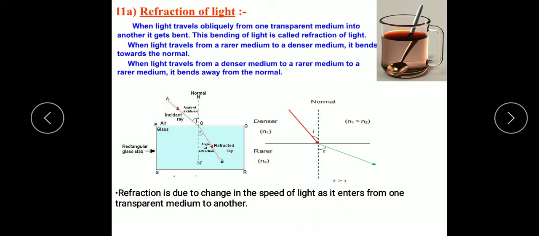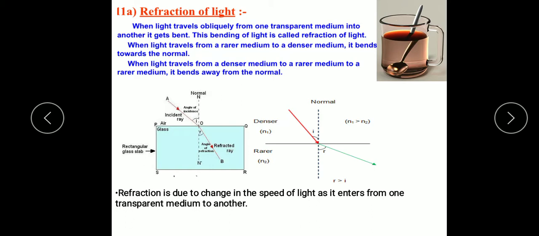That means in case of rarer to denser, angle of incidence is I and angle of refraction is R, and I is greater than R, and in case of denser to rarer, I is less than R.